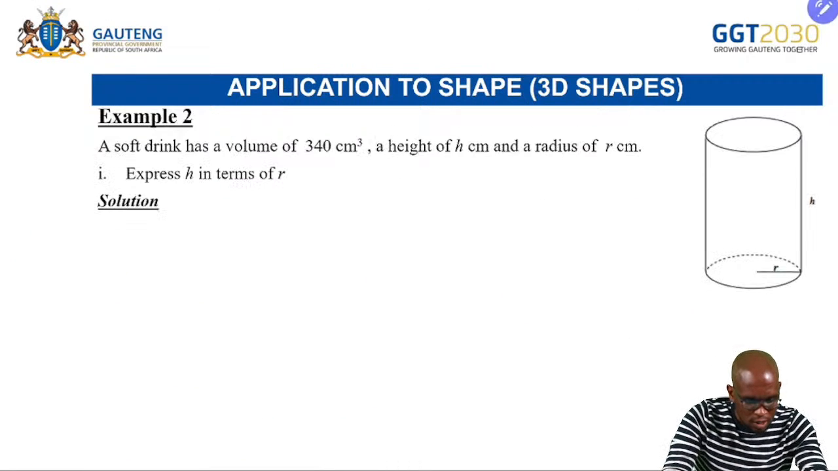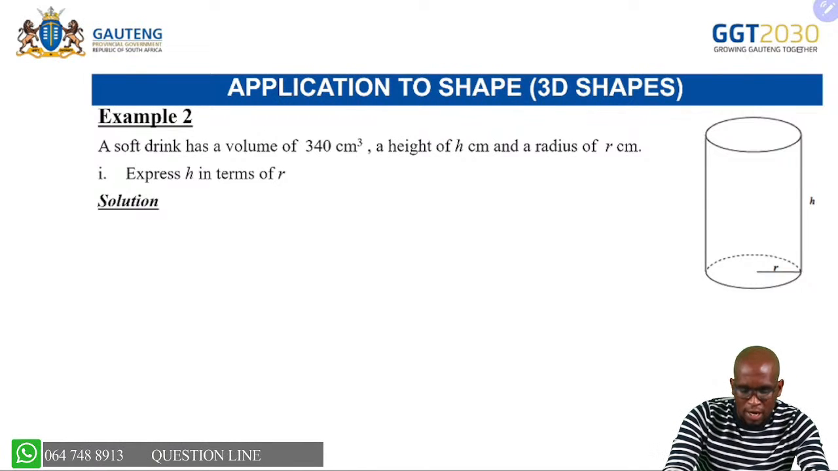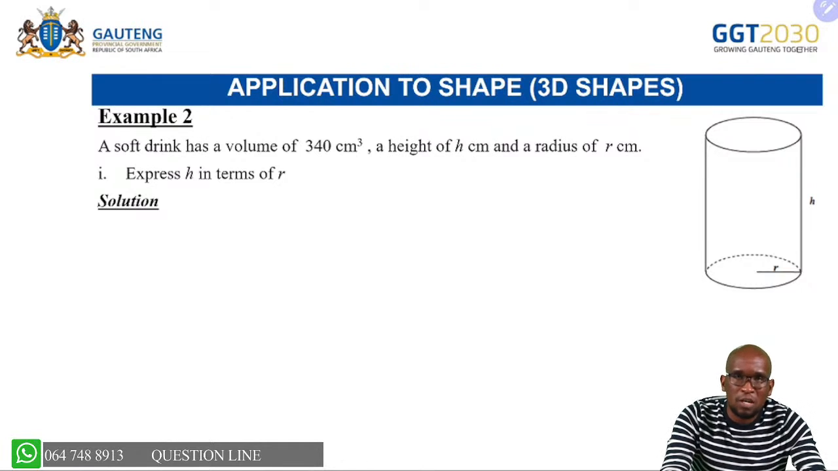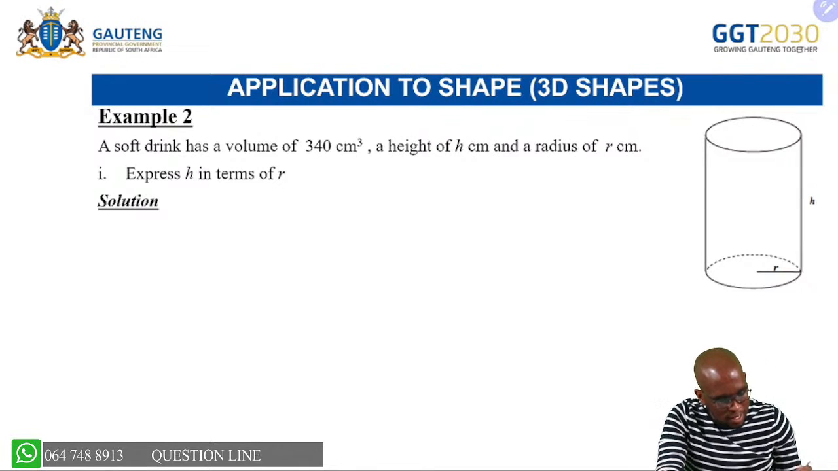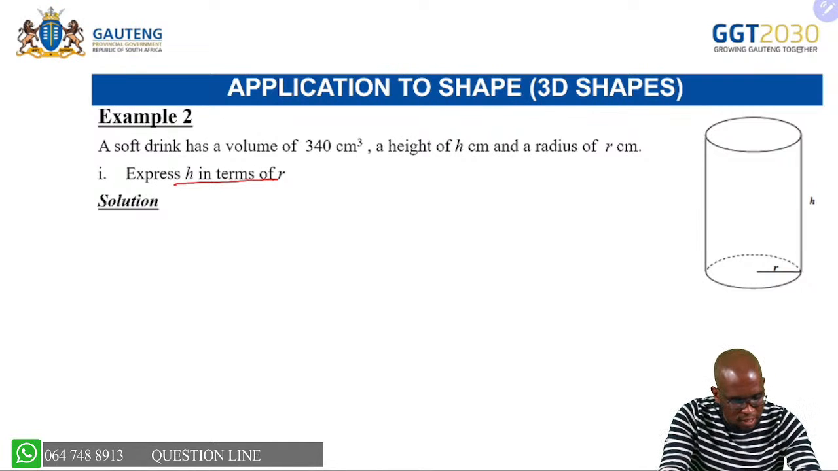Right, moving on to example 2. We are now moving to 3-dimensional shapes as opposed to the 2D shape that we worked with. Now we are looking at a 3D shape. A soft drink can has a volume of 340 cubic centimeters, a height of h centimeters, and a radius of r centimeters. Express h in terms of r. So they want us to express our height in terms of the radius.